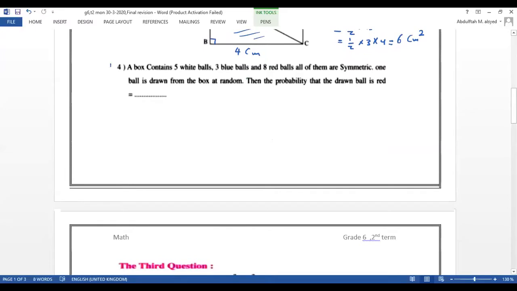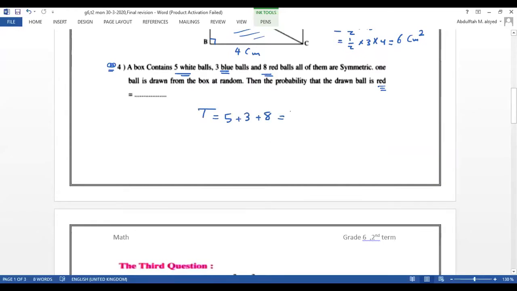Number 4: a box contains 5 white, 3 blue, and 8 red balls, all of them symmetric. One ball is drawn from the box at random. Then the probability that the drawn ball is red. First, you have to find the total number of balls: 5 plus 3 plus 8. 5 plus 3 is 8, and 8 plus 8 is 16 balls.